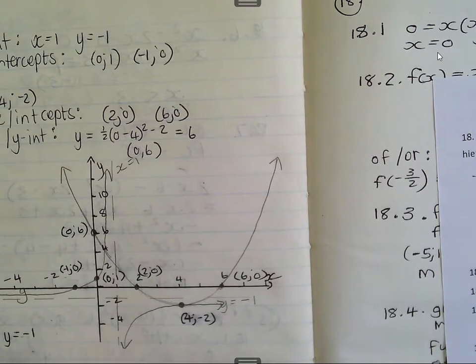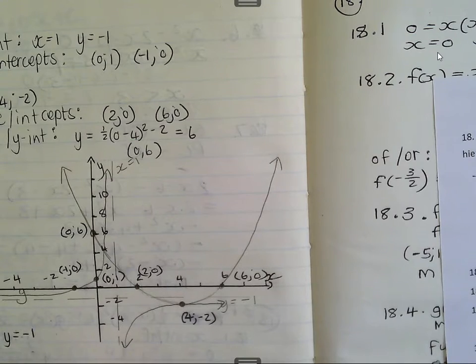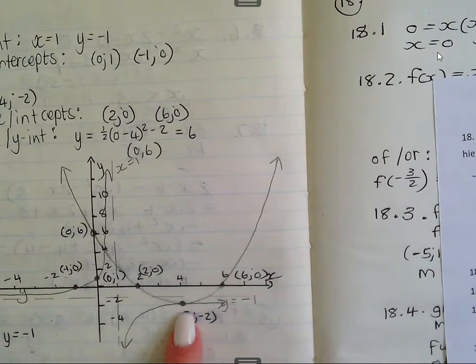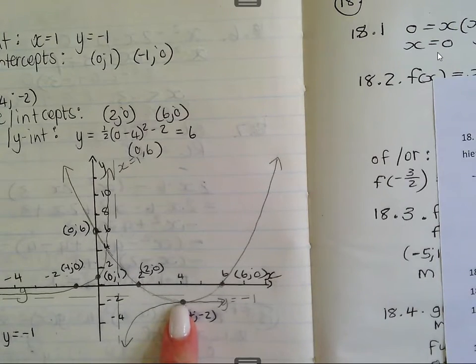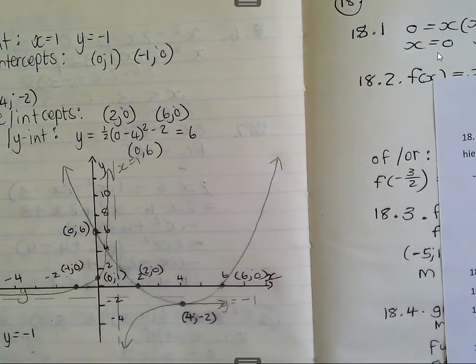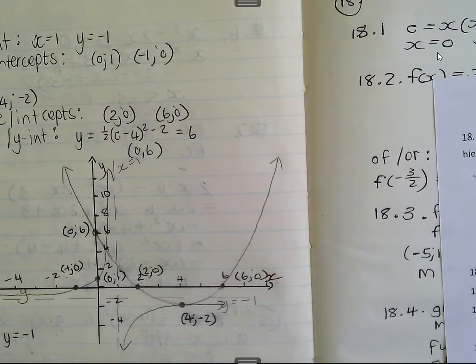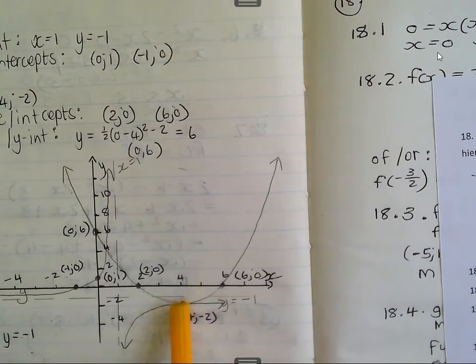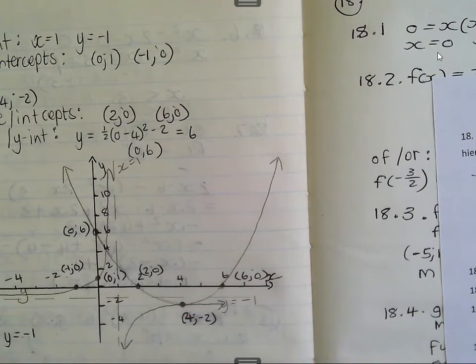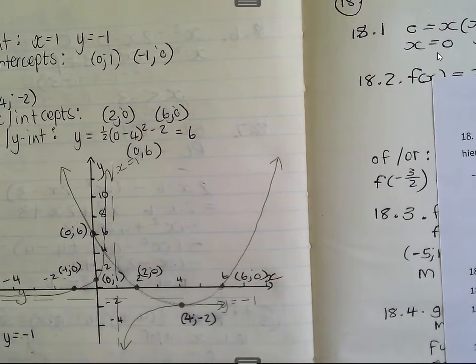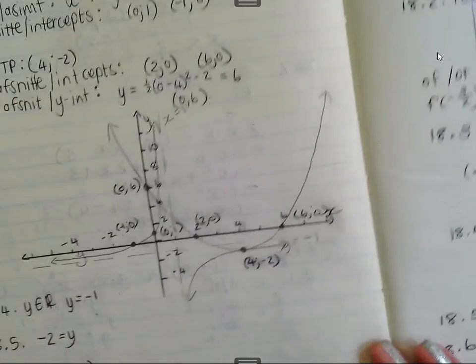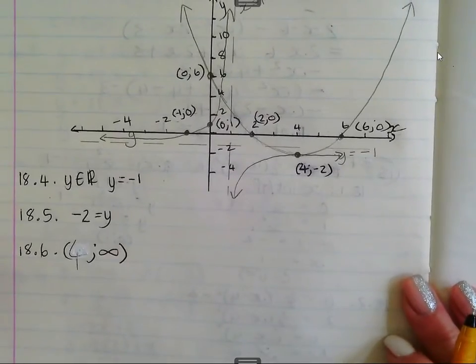No, I don't include it because remember, we said at the turning point, the graph is not decreasing or increasing. It's a constant value. So you can't say it's increasing. You can't include it. So it's going to be from 4 to infinity. Neither included.